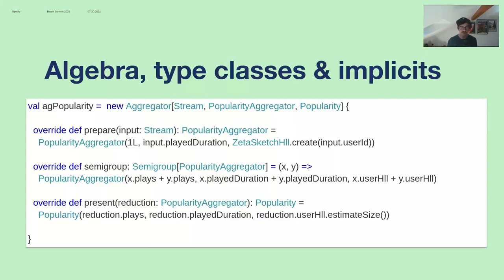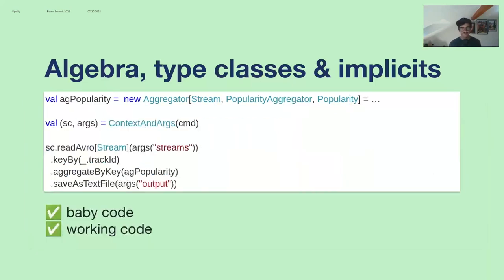The semigroup is as follows. We keep summing the plays and the duration. And as the documentation stated before, HLL is a monoid. So if it's a monoid, it has a plus operation, so we can simply sum HyperLogLogs together. And the present step is just like we take this intermediate and we put it into the nice and clean popularity class. It's just putting the plays, the play duration, and extracting the estimate size, as said before, from the HLL.